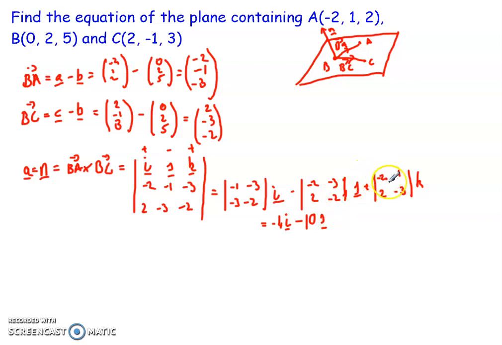I've then got this one here. So that gives me 6. Take away -2, which gives me plus 8k. So that's me now got the normal vector here.